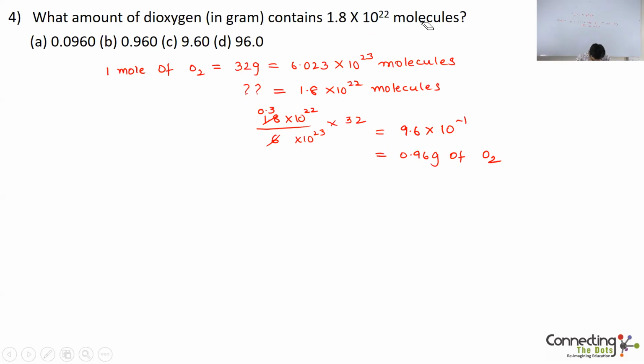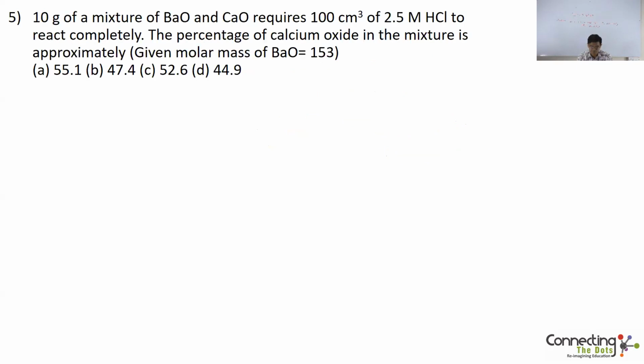So let us look at the options. 0.96 is the B option. So B will be the answer. So that's how we solve these questions. Let us look at the next question.